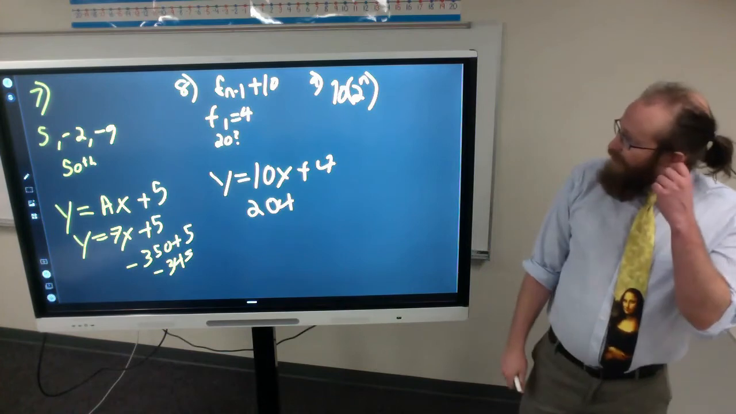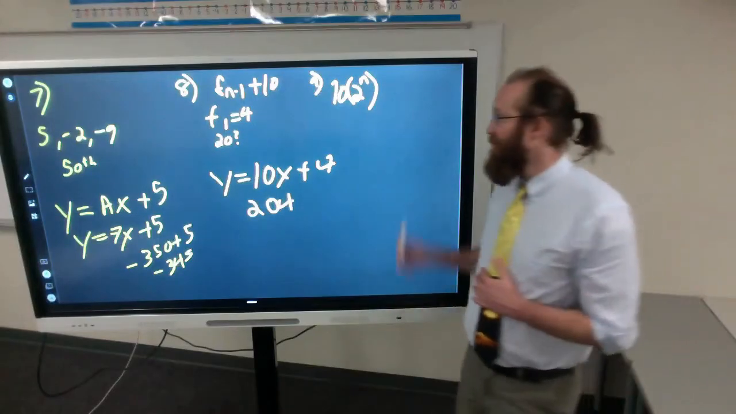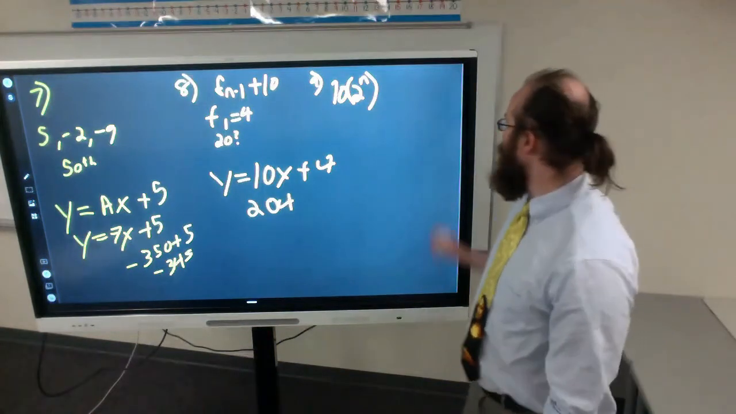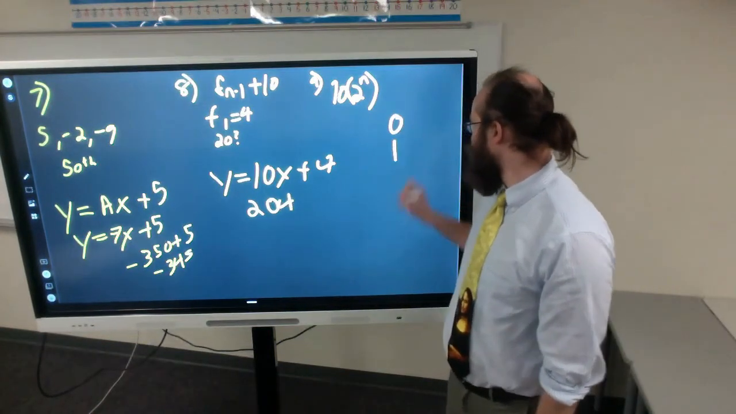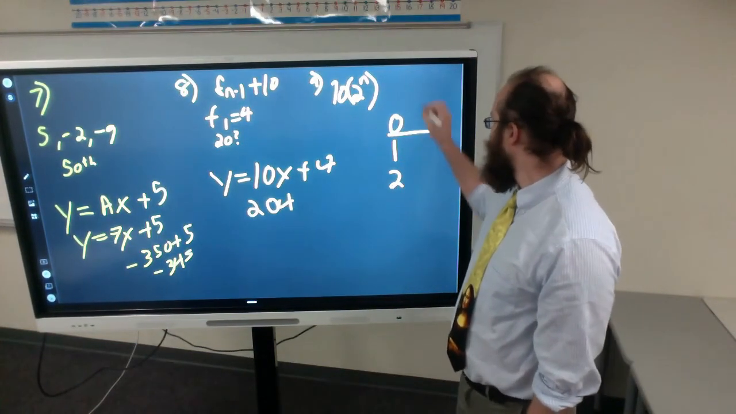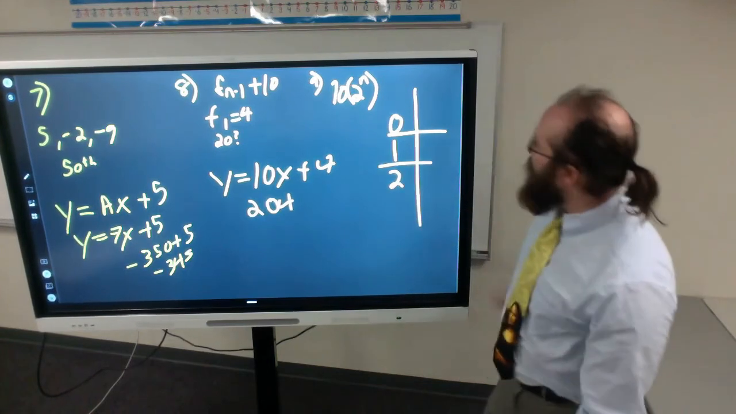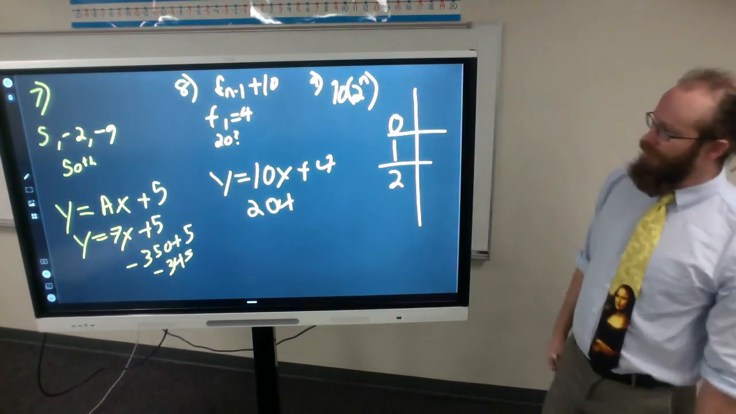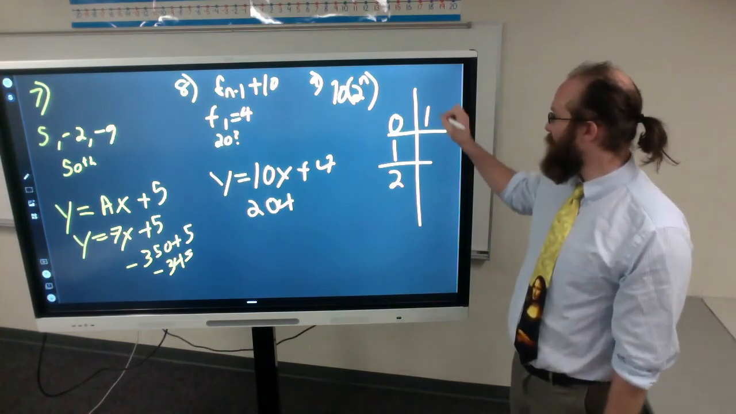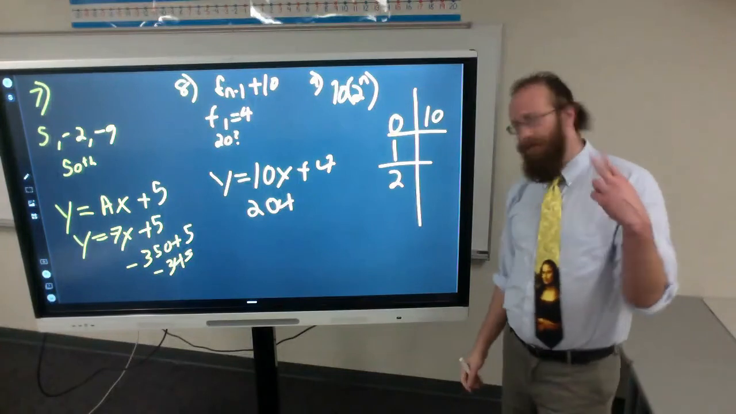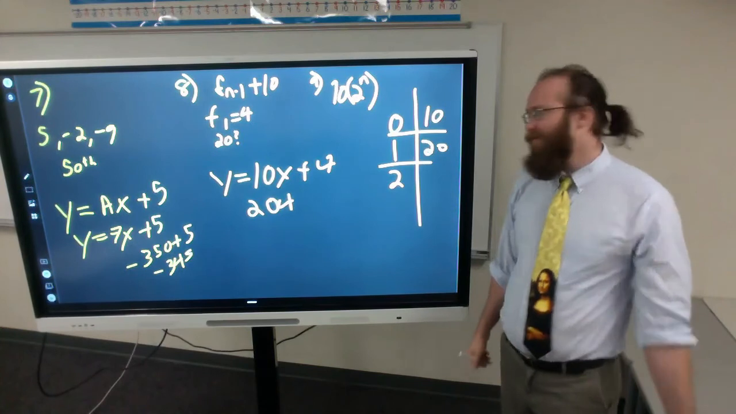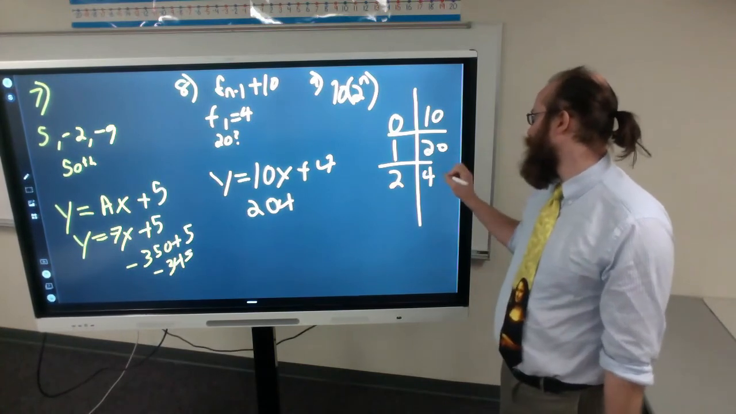All right. 9, we're going to have to make a table here of n values and f of n values or y values. So our n values should be 0, 1, and 2. And that gives us a table, right? When we plug in a 0, 2 raised to the 0th power is 1. 1 times 10 is 10. 2 raised to the first power is 2. 2 times 10 is 20. 2 raised to the second power is 4. 4 times 10 is 40.